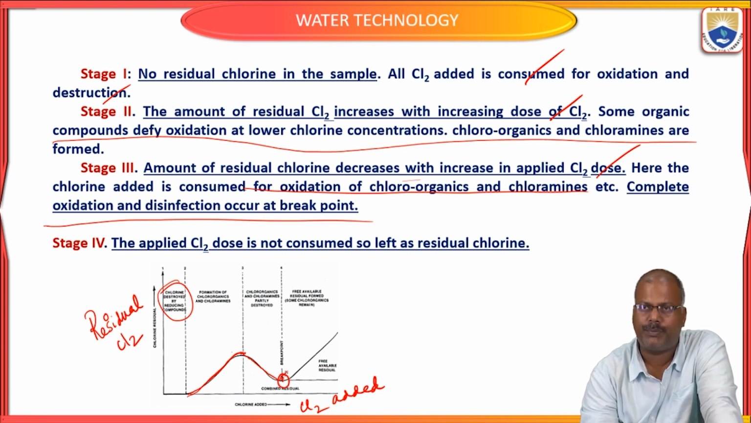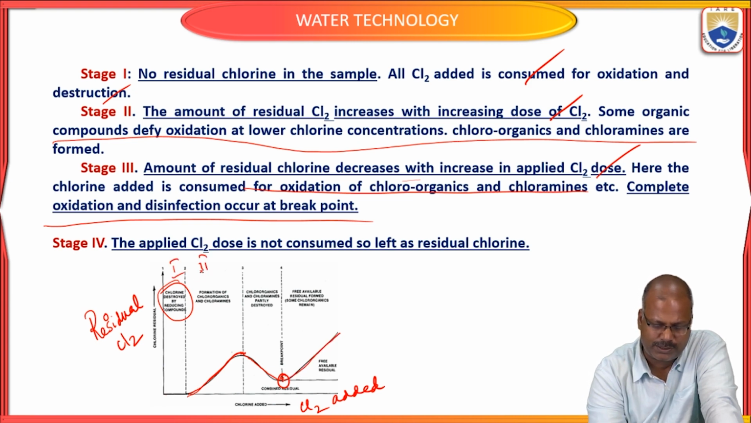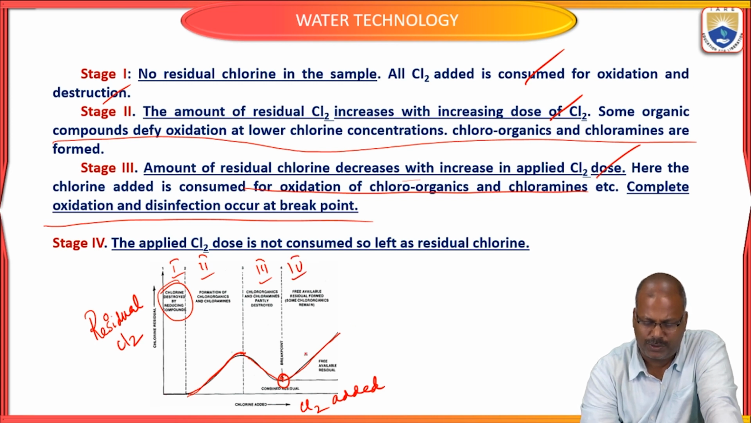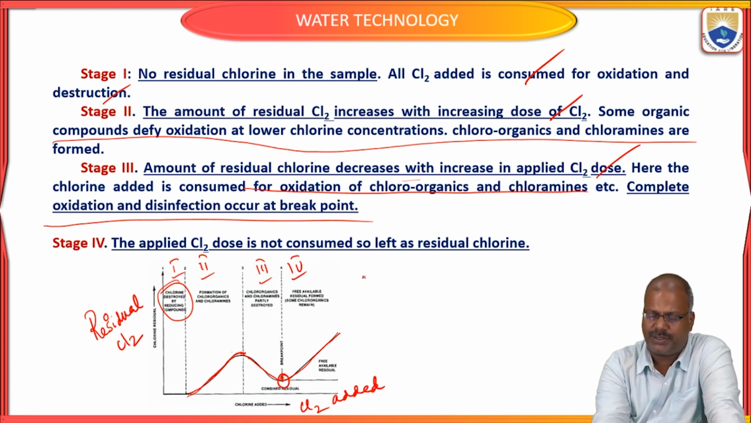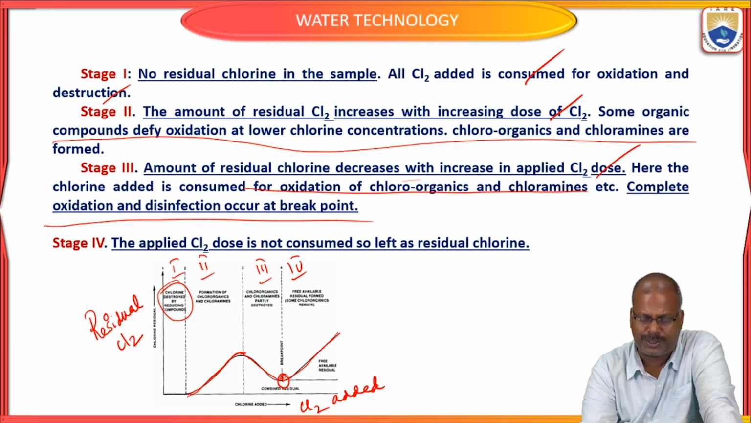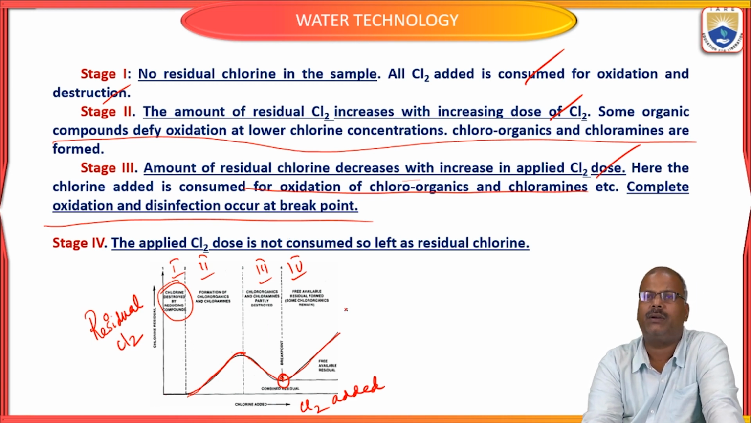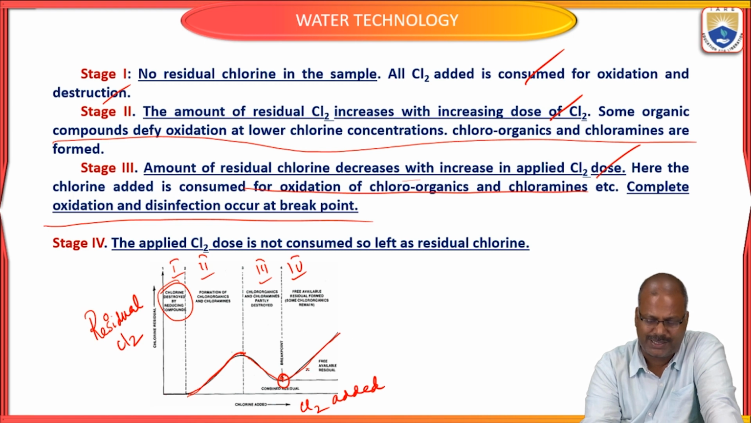This is called the breakpoint. So the fourth stage is, so this is first, second, third, fourth. The applied chlorine dose is not consumed because everything is consumed already at the breakpoint. After this, the applied chlorine dose is not consumed, so it's left as residual chlorine.